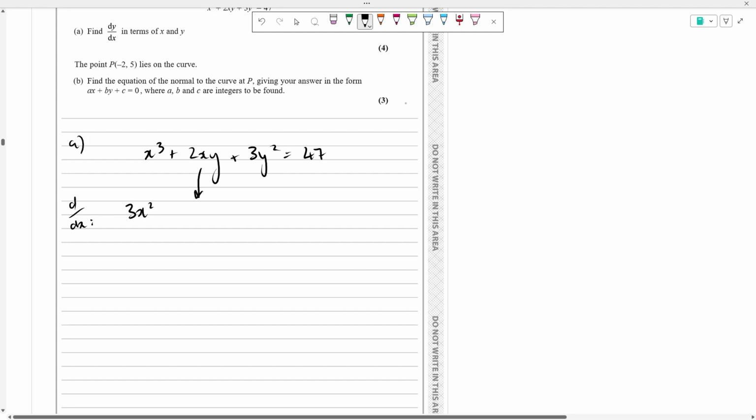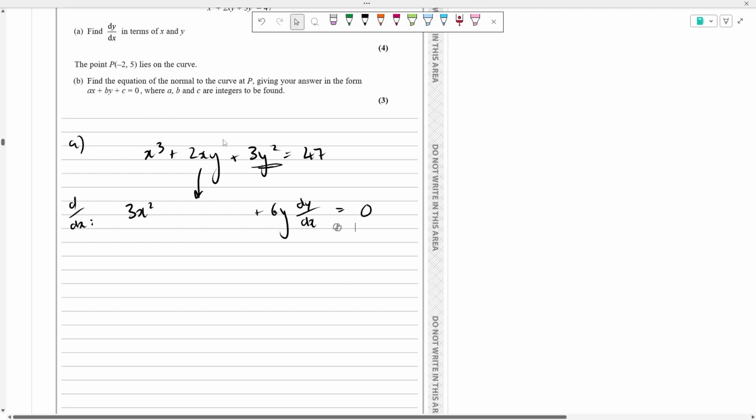This part here is actually a product rule, so I'm going to skip it for now. This part goes to 6y, differentiate like normal, and then we also have to multiply by dy by dx. Because whenever we differentiate y, using chain rule, you actually end up with dy by dx, because differentiating y essentially is dy by dx. Okay, that is a little bit of chain rule. It's equal to 47 differentiates to 0.